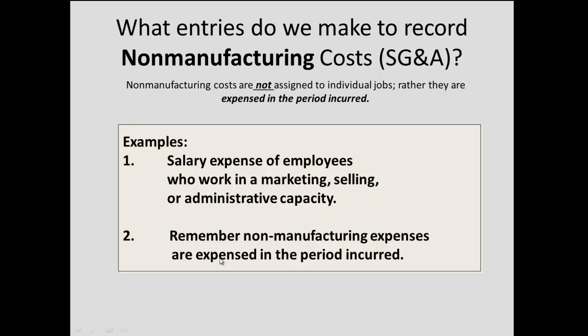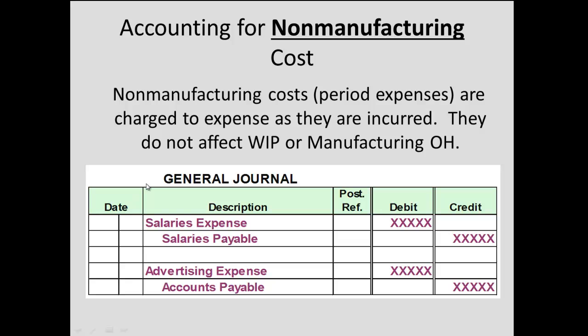Of course, there are going to be non-manufacturing costs that are incurred, and it's important to remember that these are simply going to be expensed. These are period costs, right? They're going to be expensed right away. They're not going to end up in inventory with the product costs.